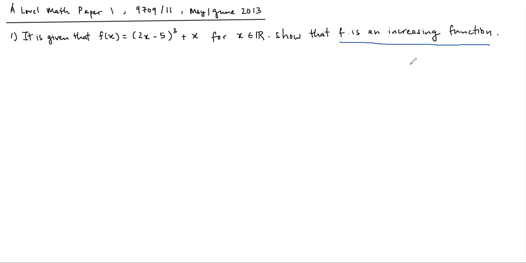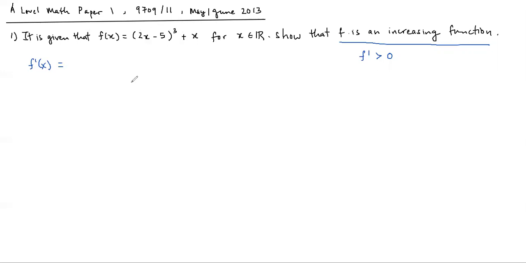If f is an increasing function, then it is necessary to show that its derivative must be positive. When the derivative of a function is positive, this indicates that the function is increasing. You are given f(x), so find its first derivative, f prime x here.